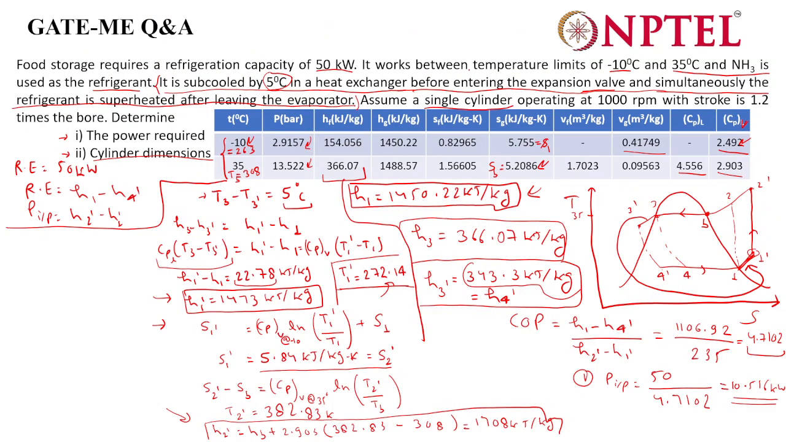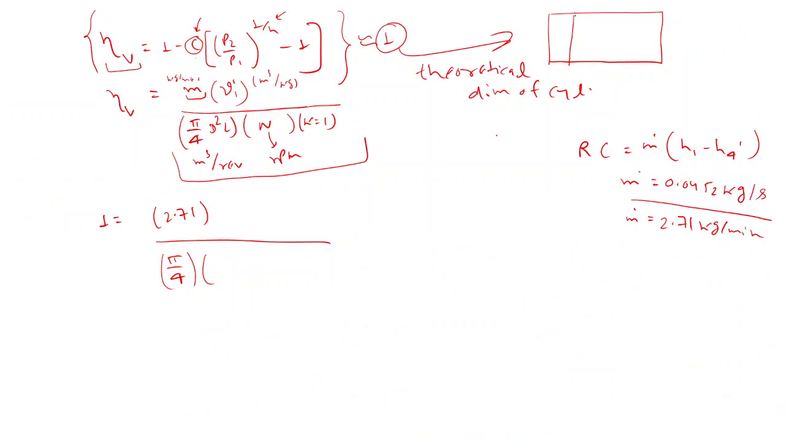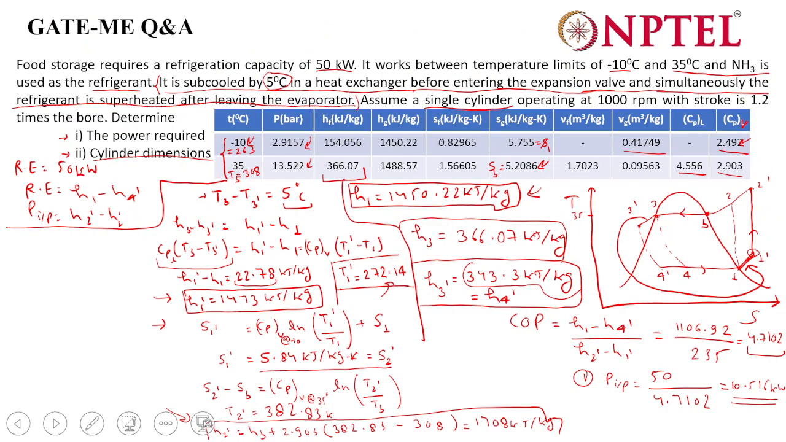Here it is written that the cylinder operates at stroke 1.2 times of bore. So here stroke L is 1.2 times of diameter. So pi by 4 d, first we are calculating d. So L we write as 1.2 of d, and n is given, right? What is n? 1000.